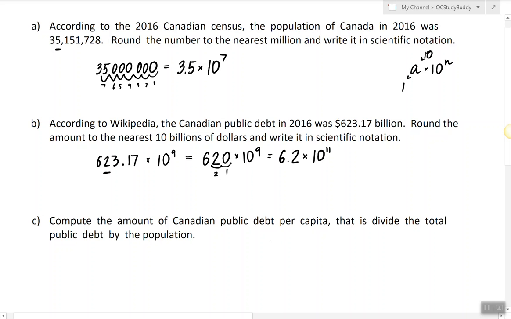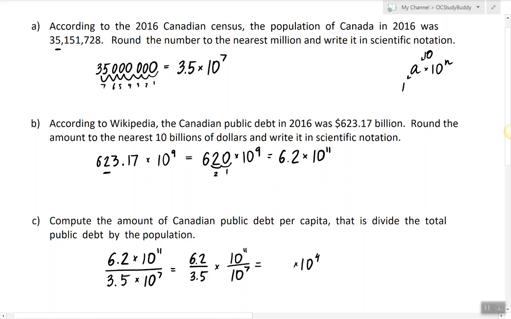Now to find the public debt per capita, we take the total debt and we divide it by the population. Now we're going to perform the division separately on the numerical part and the power part. Now we know exactly what 10 to the power 11 over 10 to the power 7 is, that's just 10 to the power 4. And now we just have to compute what 6.2 divided by 3.5 is.